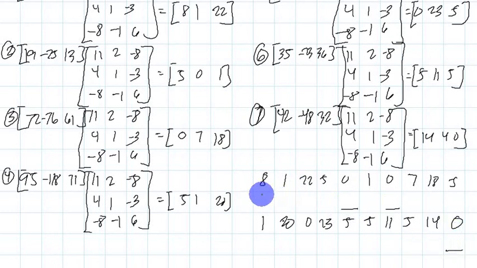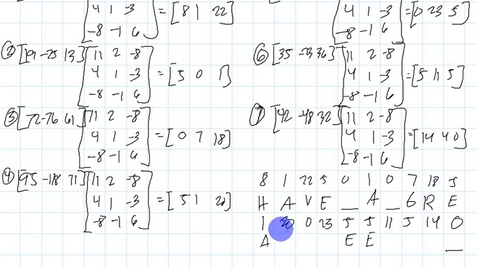We have 8 as H. All the ones are A, so this is A. Alright, 22 is V. 5 is E, so this is also E, and this is also E. Then 7 is G. 18 is R. 20 is T. Another 0, space. 23 is W. Another E here. 11 is K. This is N.